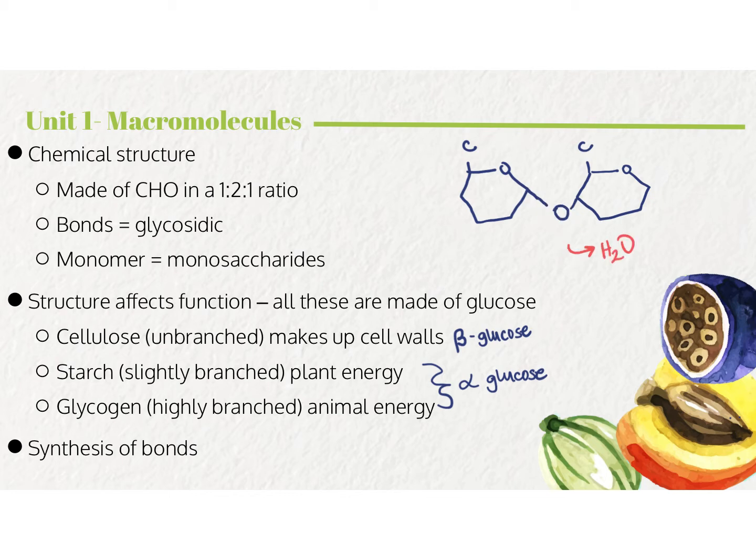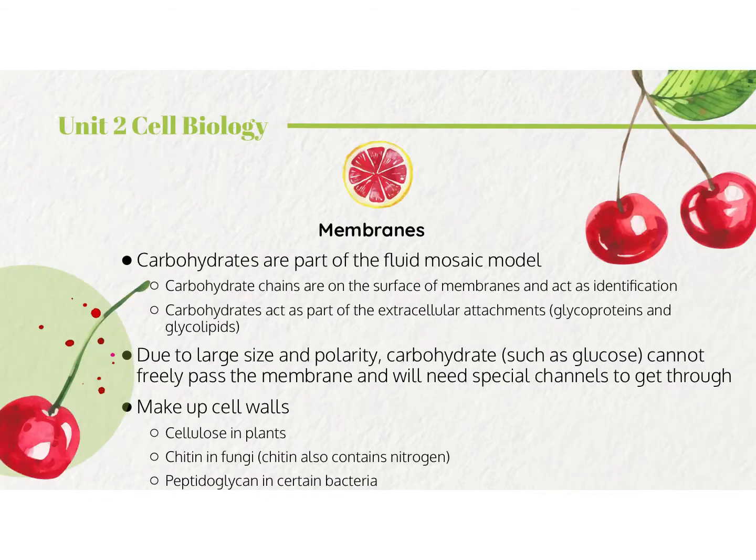And so that glycosidic bond was formed from the removal of molecules both from this subunit and this subunit, producing water as a byproduct. The opposite would be true if we were going to break this bond. We would split the water to restore the original OH on this side and OH on this side. Now in Unit 2, carbohydrates played an important role for membranes.